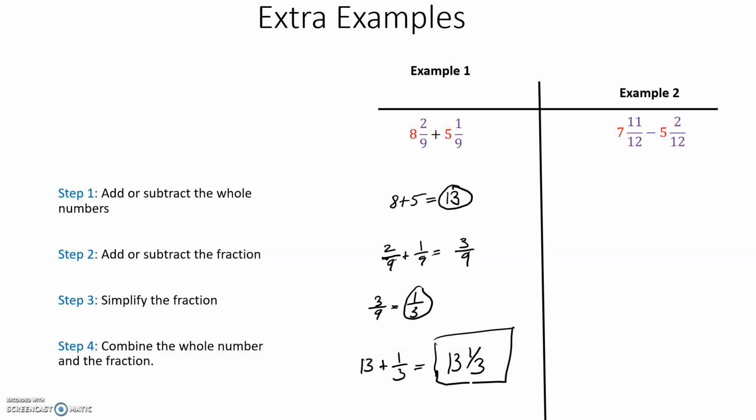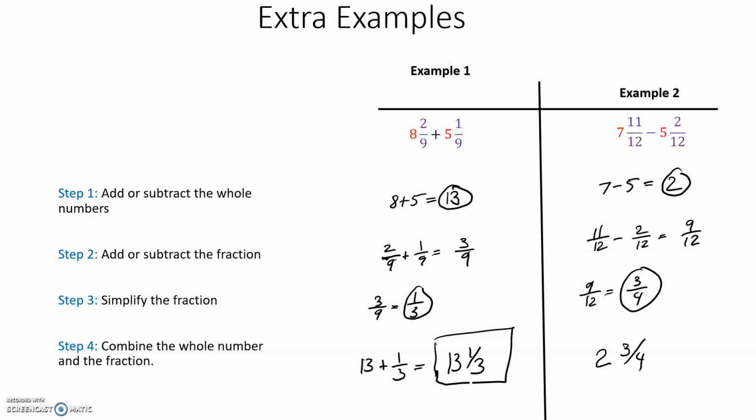All right, number 2. Same thing, but with subtraction. I'm going to subtract my whole number. So 7 minus 5 equals 2, and that's my whole number. All right, and then I'm going to take 11/12 minus 2/12, and I get 9/12. Okay, I can simplify 9/12 because 3 is a common factor, so 9/12 equals, dividing both by 3, 3/4. All right, and so then I'm going to combine my whole number and my fraction, and I would get 2 and 3/4.